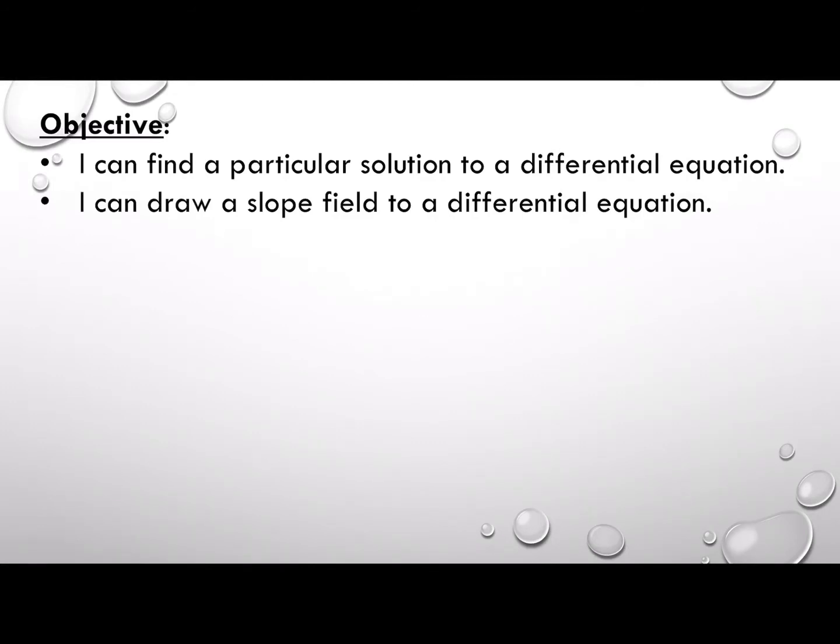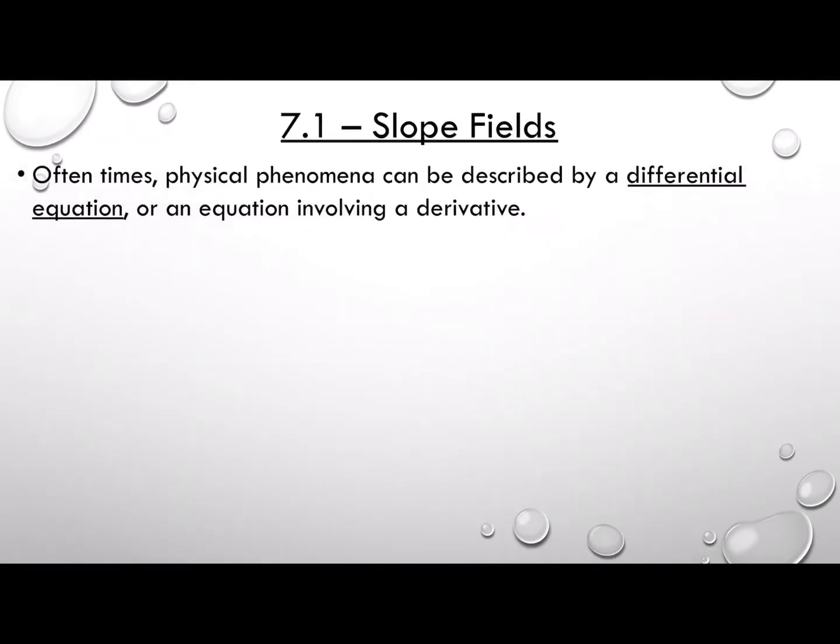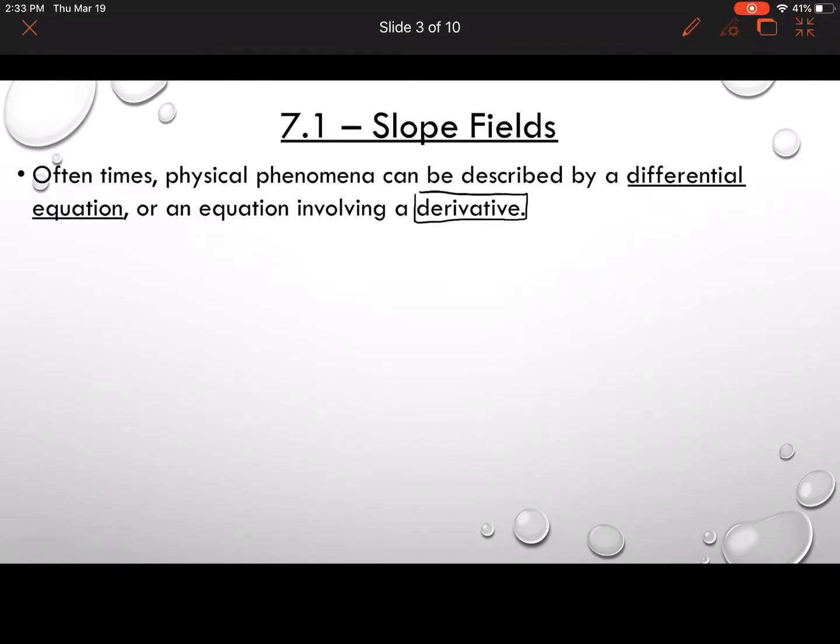So let's get to this idea of what a differential equation is first. Oftentimes, physical phenomena can be described by a differential equation, or an equation involving a derivative. That's the key word here. A differential equation is an equation that has somewhere in it a term that is a derivative term. It could be the first derivative, it could be the second derivative, as long as it has some kind of term that is a derivative.